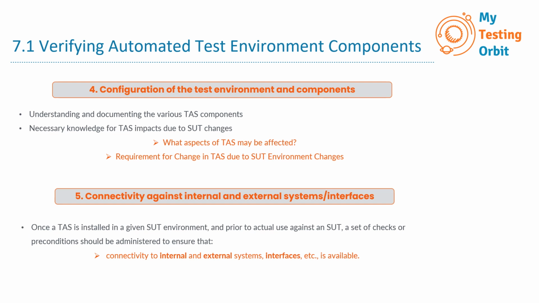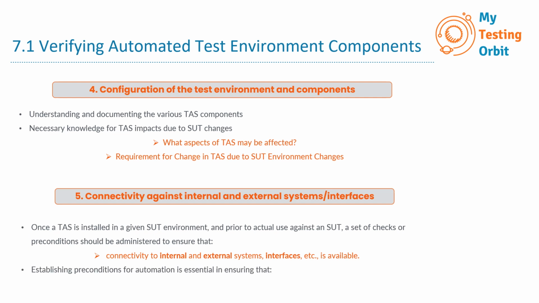And the third part over here is connectivity to interfaces. So think of interfaces as the way different parts of a system talk to each other. It's like making sure that all the plugs fit together correctly. And making sure that these interfaces are working means making sure the connections between different parts of the system are set up correctly for the automation solution to function smoothly.